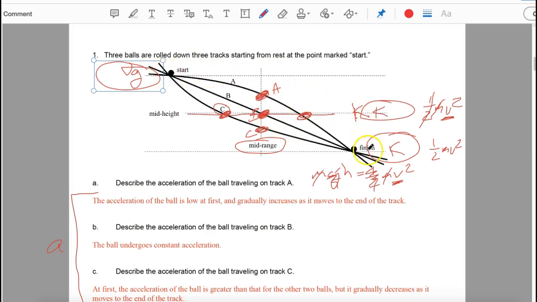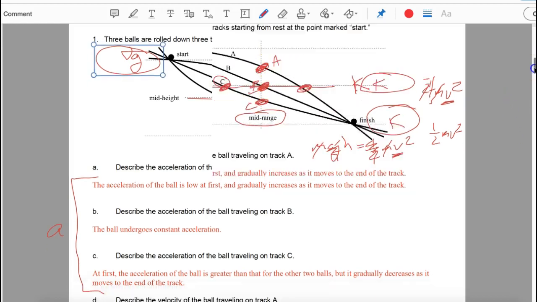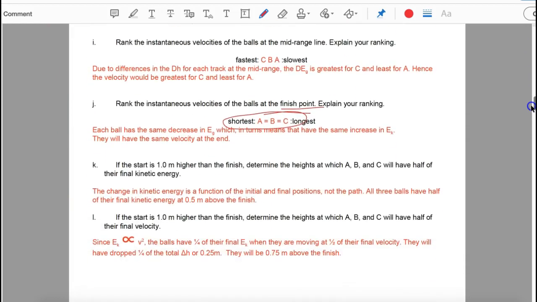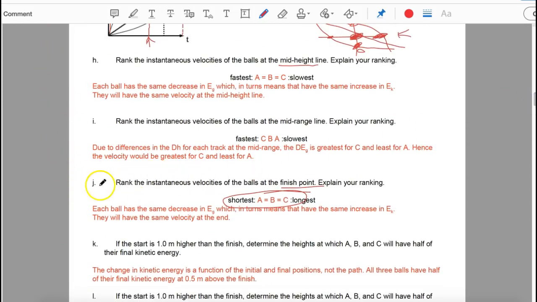Okay? So let's review one more time what's happening in each one of these. The time to go from the top to the bottom is going to be C first, then B, then A. At the mid-height, they all have the same speed, and at the bottom, they all have the same speed. But at mid-range, which is this line, A is going to be the slowest, B is a little faster, and C is the fastest. Because of that, they will not hit at the same time. C will hit first, B will hit next, and then finally A. That is really all that you need to know about A through J.